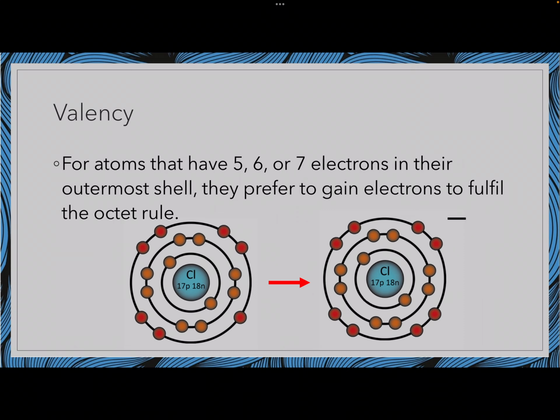For atoms that have 5, 6, or 7 in their outermost shell, they prefer to gain electrons to fulfill the octet rule, just because it's easier than losing 5, 6, or 7. It's easier to gain 1, 2, or 3. So here we've got chlorine. Chlorine's got 7 in its outermost shell. Okay, but it wants to get to 8, so it's going to gain an electron. It's going to become Cl minus. So we can see now that it's gained that electron, it has that full outer shell. It's nice and stable.